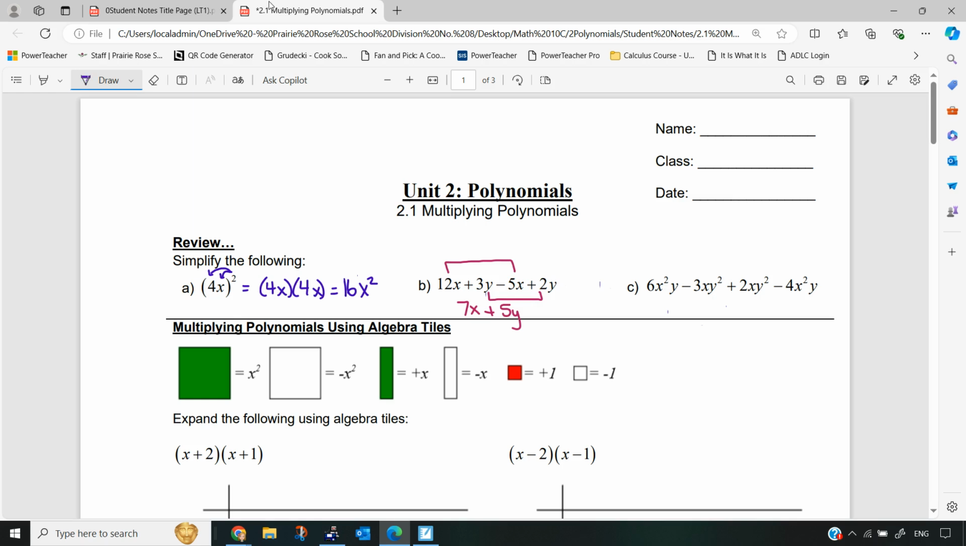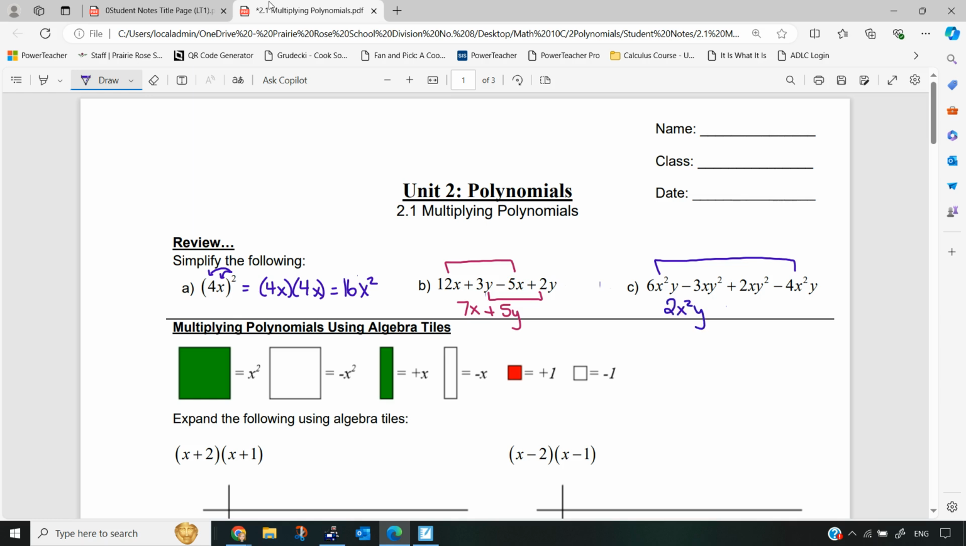For our third example, again, we're combining like terms. Pay close attention to your variables. So for the first term, I have 6x squared y, and then the next term I have 3xy squared. Those have the same variables but not the same exponents, so they are not like terms. However, 6x squared y can be combined with negative 4x squared y. So 6 take away 4 is 2x squared y.